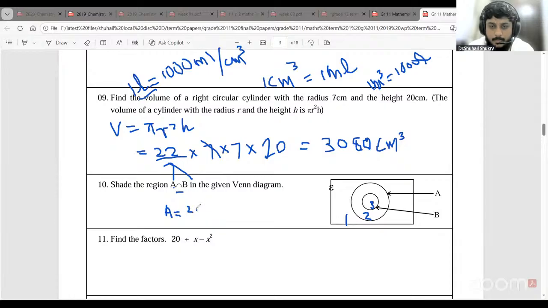What belongs to B? For B, only 3 belongs. So 2 and 3 belong to A, and 3 belongs to B. Then they have asked for the common one. For A and B, what is the common one? You can see 3 is common. Then what you have to do is shade only the 3. Is it clear? How to shade these things, how to understand these things?